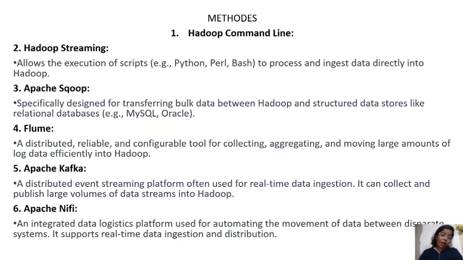Apache Kafka is a distributed event streaming platform often used for real-time data integration. It collects and publishes large volumes of data streams into Hadoop. The sixth one is Apache NiFi, an integrated data logistics platform used for automating the movement of data between systems. It supports real-time data ingestion and distribution.